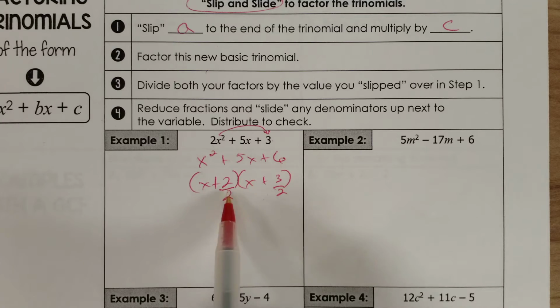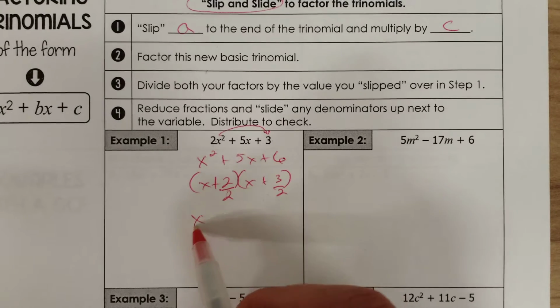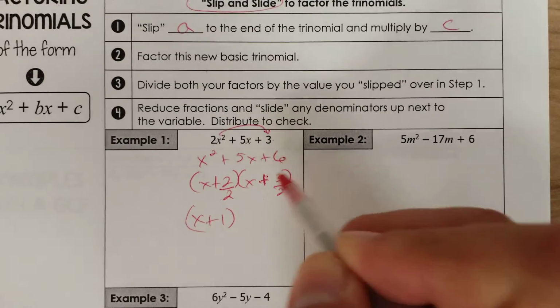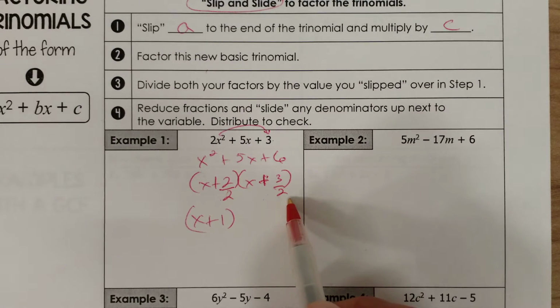So this says x plus 2 over 2. Well, 2 over 2 is 1. So that's just x plus 1. And I'm good with that one. This here, though, says x plus 3 over 2. 3 over 2 will not reduce.